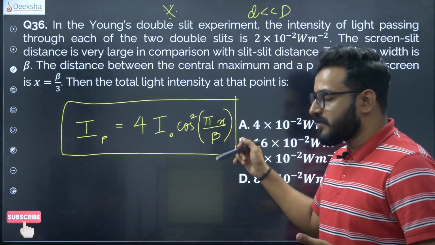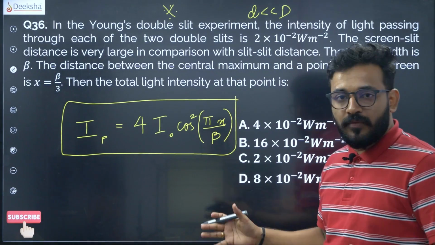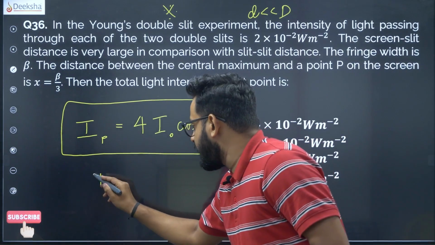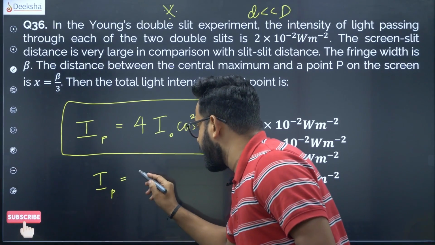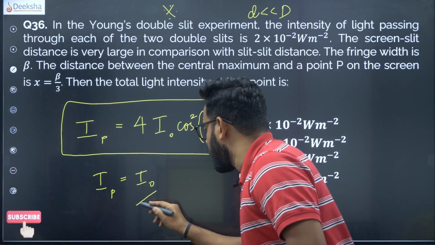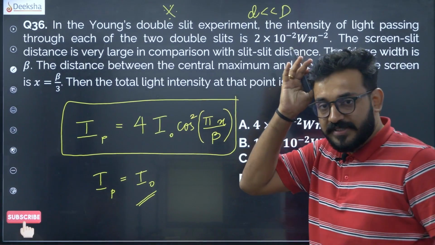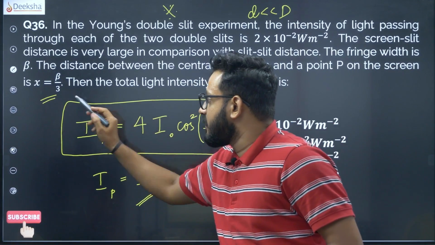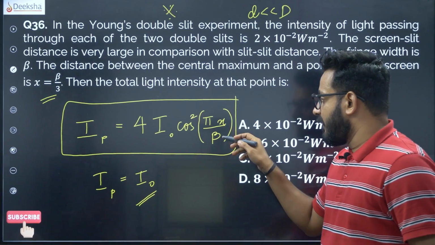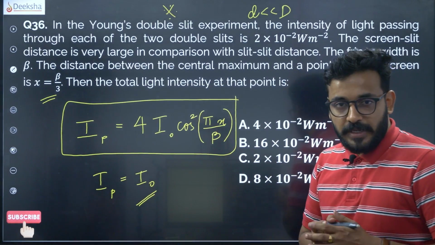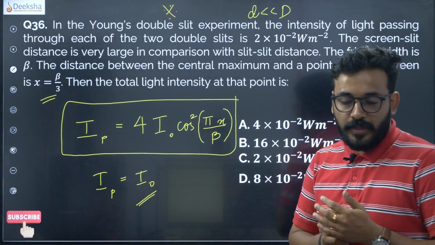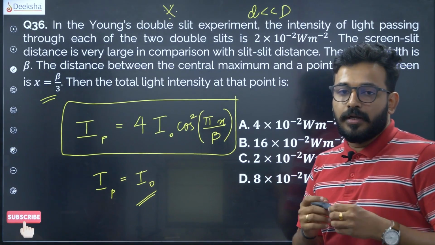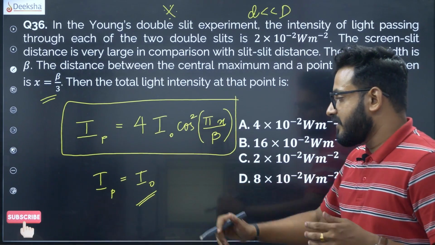Ultimately, you will get cos square pi by 3. So you can do the substitution yourself. X is given, you can substitute it here, so beta will get cancelled. Cos pi by 3 is 1 by 2 and cos square pi by 3 is 1 by 4. The 4 cancels. I P is equal to I naught.